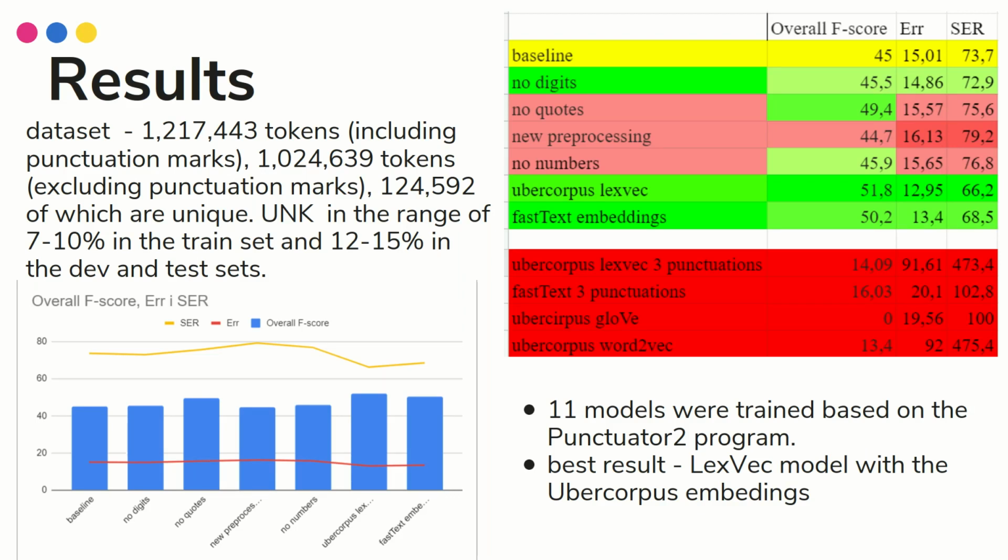We use a dataset based on the LangUK corpus, which is relatively small. However, all punctuation and text is verified thoroughly. 11 models were trained based on the Punctuator 2 tool. The most promising result was shown by the LexVec model based on Uber corpus word embeddings.